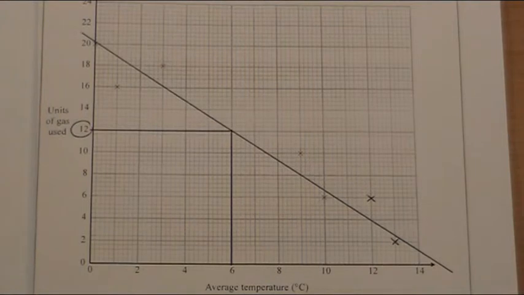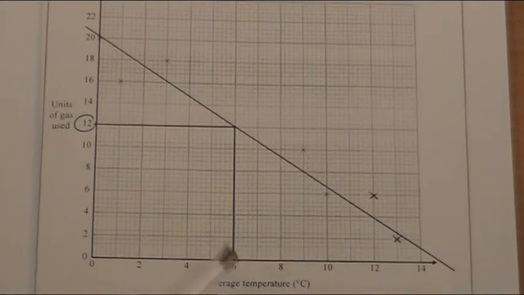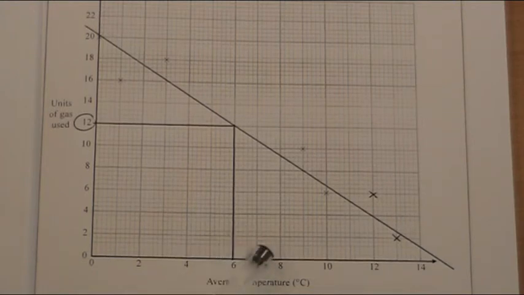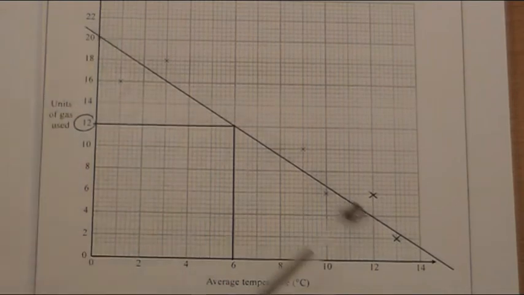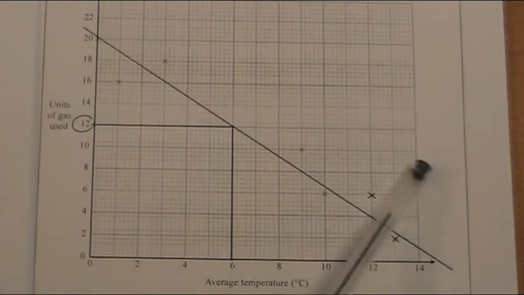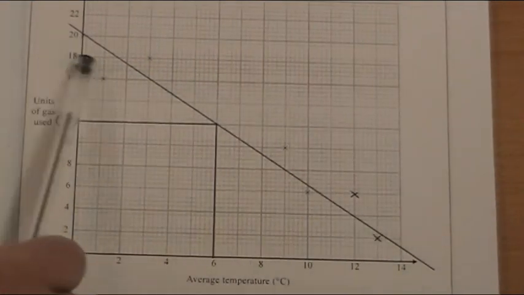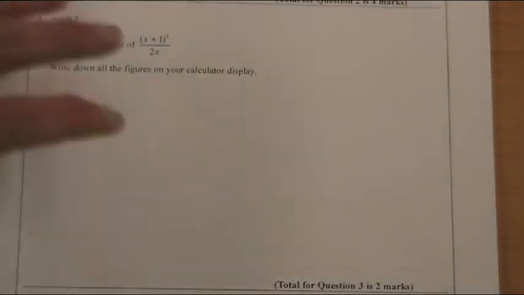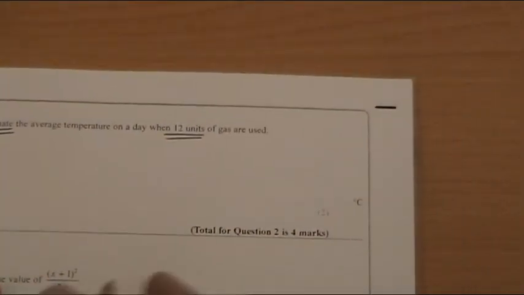Now you probably won't have 6 because your line will be ever so different. You might have some answers around here, which is absolutely fine as long as you use your line and your line is a good line. If your line is like this, that is not a good line. It doesn't resemble the general direction of those points. So over here, I'm going to put 6.